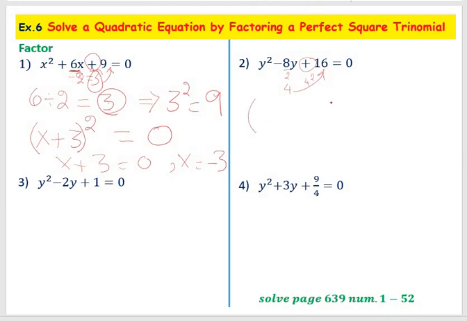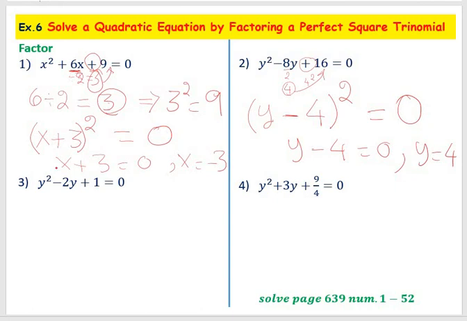Then I can simply write it this way. I'll take the square root of the first term, which is y. I'm going to use the sign in the middle, which is negative. I'm going to take the square root of the last term, which is 4. And I'm going to square this, equal to 0. Then y minus 4 equals 0, and y equals 4.